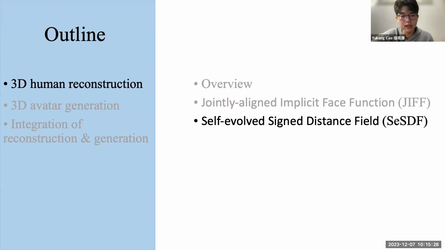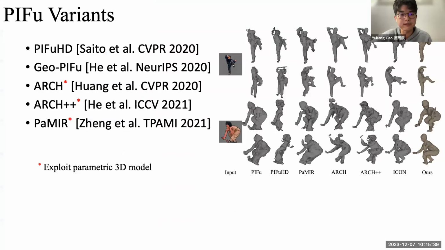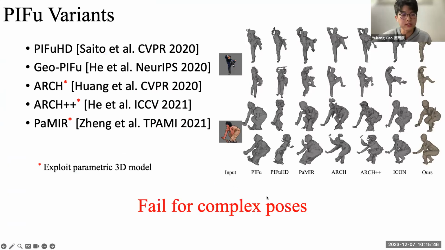So beyond JIFF, next we move forward and conduct research for improving 3D human reconstruction from uncalibrated single or multiple images, and propose the self-evolved signed distance field, SeSDF. While current methods lack facial details, we have also observed that they struggle with complex poses. As you can see from this comparison, although ICON was proposed to improve the robustness of the network, it faced challenges in reconstructing fine facial details without introducing artifacts.